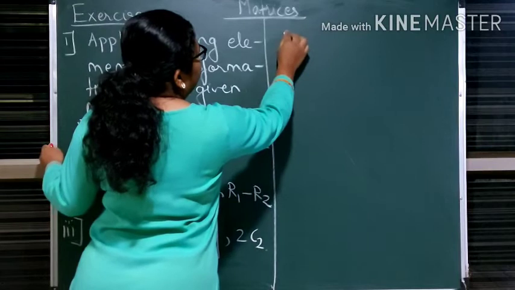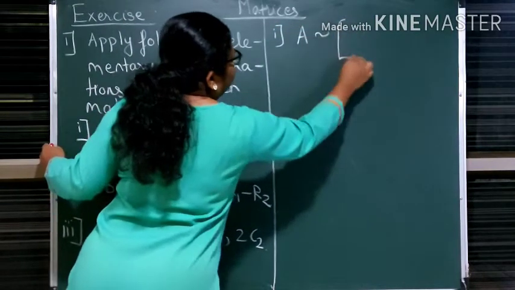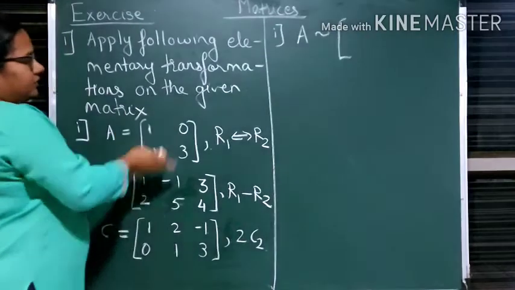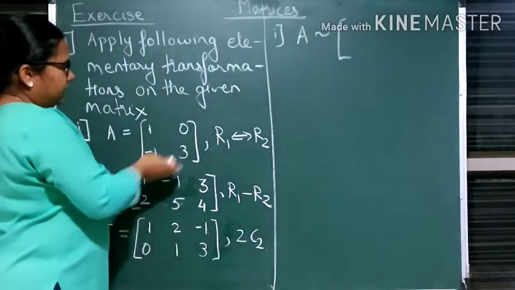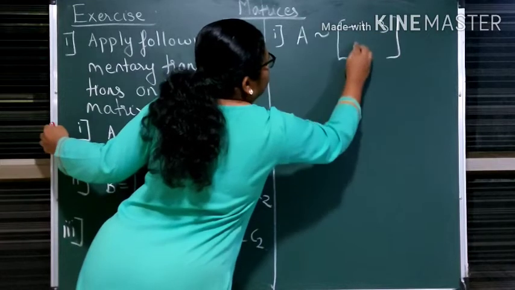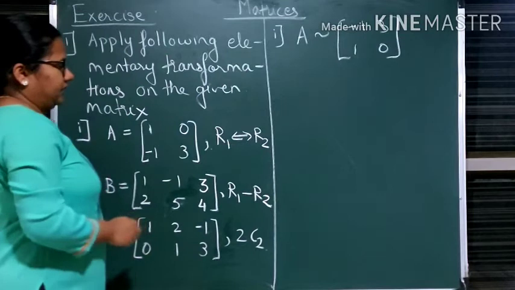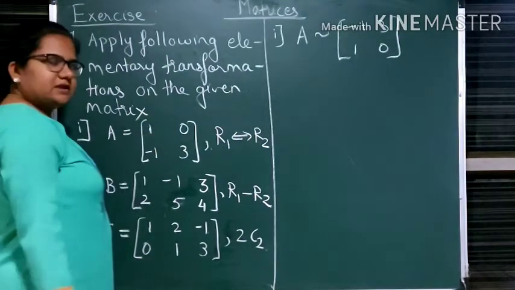So what will be your equivalent matrix for the first one? Yes. So 1 0 will become the elements of the second row and minus 1 3 will become the elements of the first row. So this becomes your first answer. Yes. Only interchanging of the first and second row.